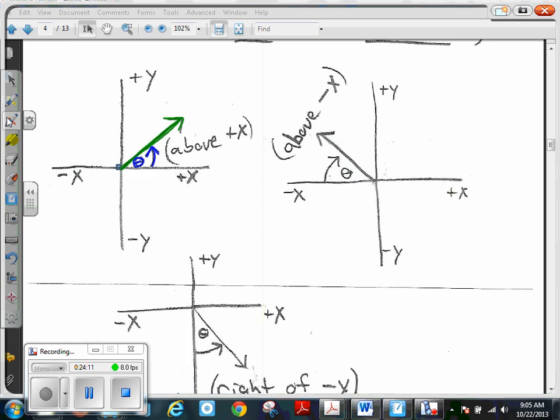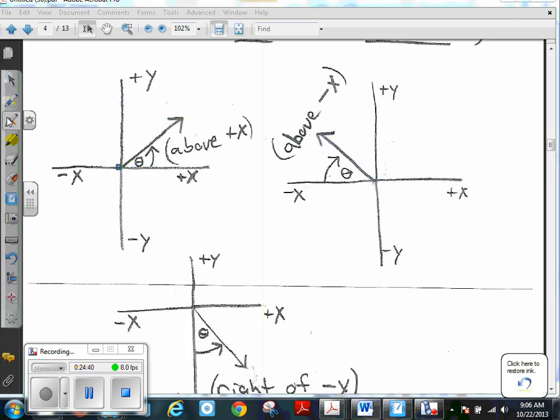So the first 90 stops here, 180, 270, down to 360. I've seen people do that. And in math, you probably need to do that. But in this case here, we have a vector that is going up and to the left, so that angle then is above the negative x. Does that make sense? Okay.